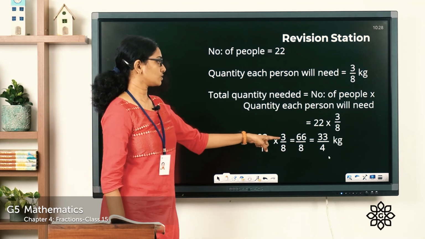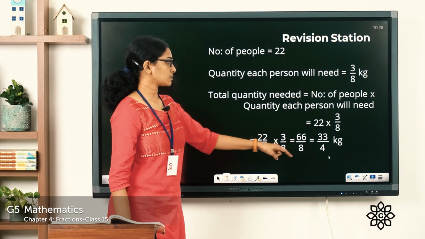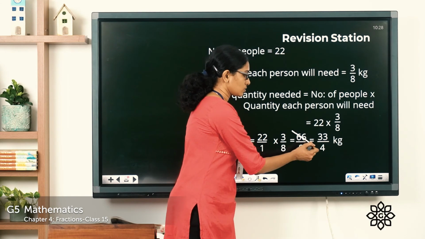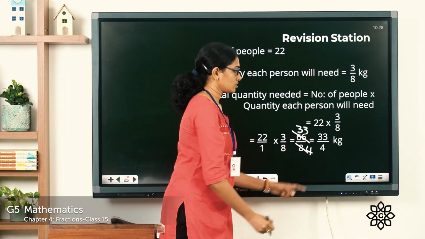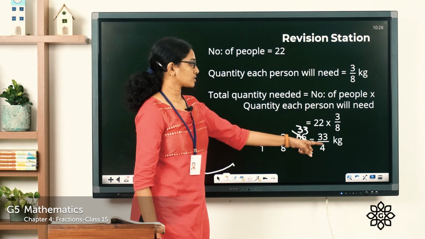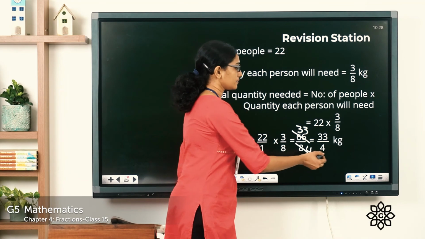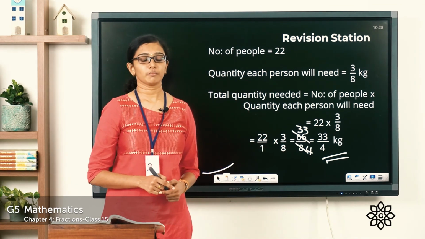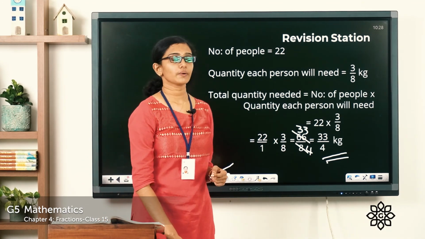What is 22 into 3? It is 66 and 1 into 8 is 8. 66 by 8. Cancelling out the common factors. 66 divided by 2 is equal to 33 and 8 divided by 2 is equal to 4. So we get the equivalent fraction as 33 by 4 kilogram. So the total quantity has to be made, 33 by 4 kilogram of fruit salad has to be made in order to serve 22 people. Hope you are clear with these questions.